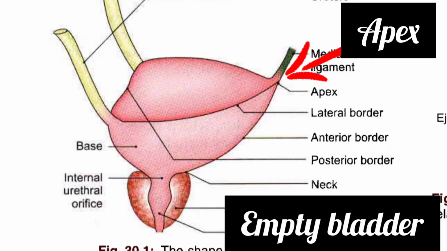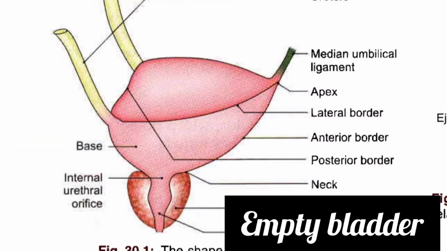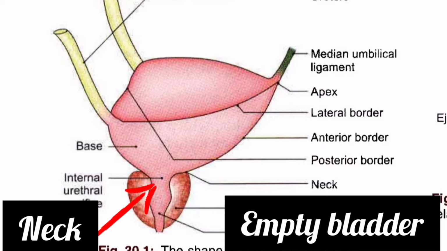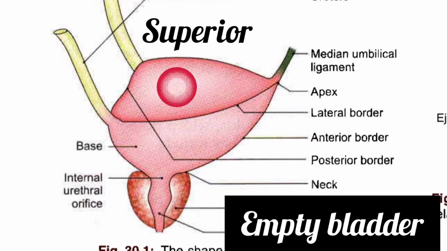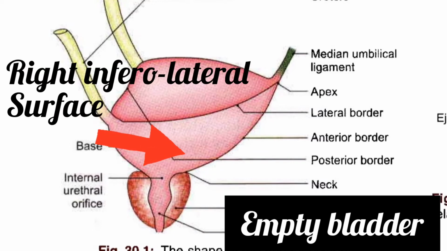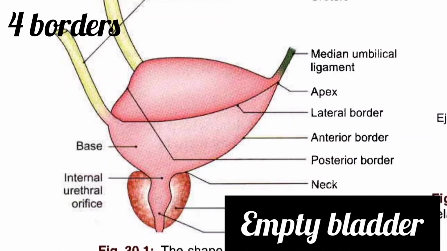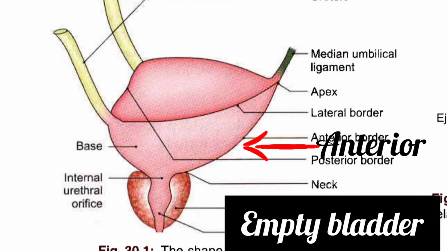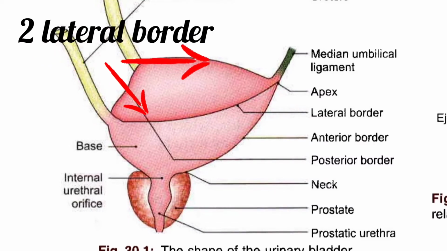An empty bladder is tetrahedral in shape and it has an apex which is directed forwards, a base which is directed backwards, and a neck which is the lowest and fixed part of the bladder. It has three surfaces, that is the superior surface, the right infralateral surface, and opposite to it the left infralateral surface. And it has four borders, that is the anterior border, the posterior border and also two lateral borders.